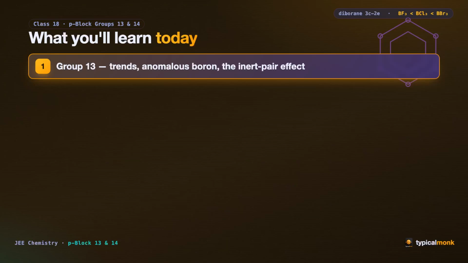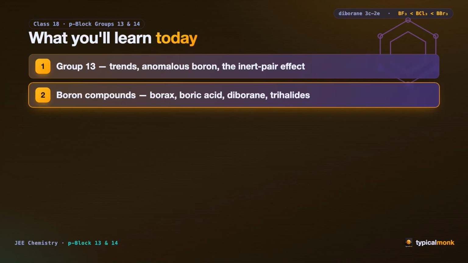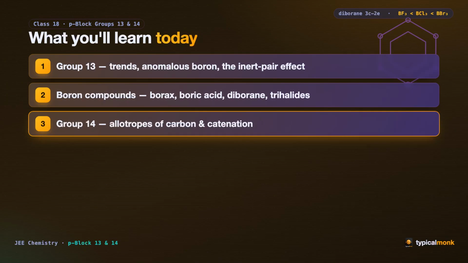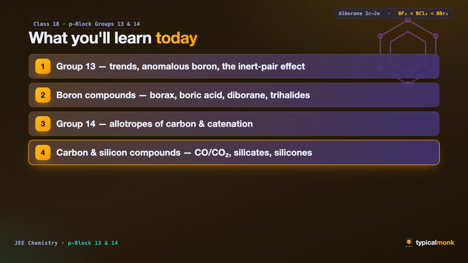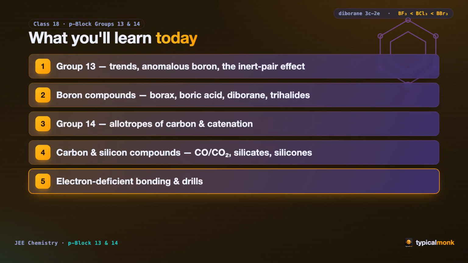Here is what you will learn today. First, Group 13, its strengths, anomalous boron, and the inert-pair effect. Second, boron's compounds: borax, boric acid, diborane, and the trihalides. Third, Group 14, the allotropes of carbon and catenation. Fourth, carbon and silicon compounds: carbon monoxide and dioxide, silicates and silicones. And fifth, electron-deficient bonding plus the drills. One idea at a time.